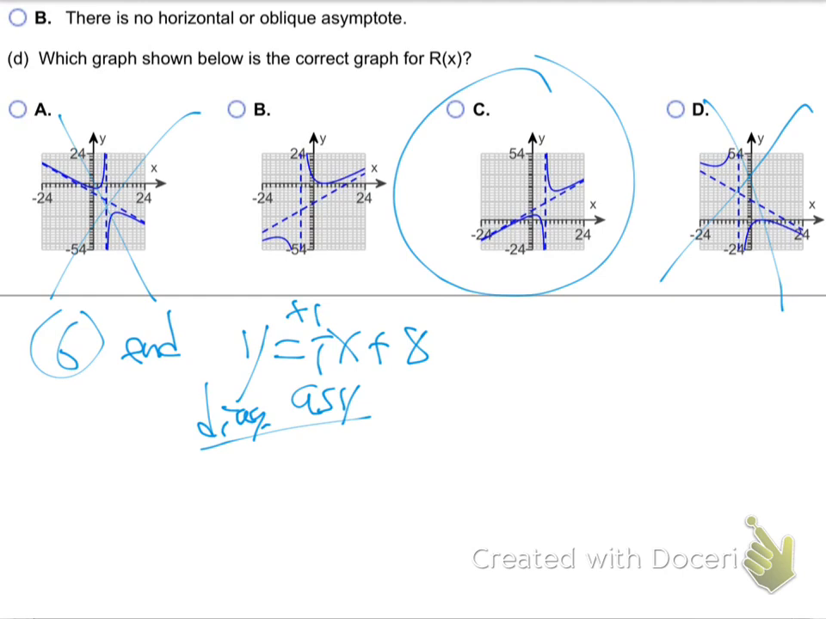And now B, the dotted line goes up. But see how its y-intercept is wrong? The y-intercept is supposed to be up at 8. See how this one's up above the origin, whereas this one's y-intercept is below the origin? So that's why it's got to be C.